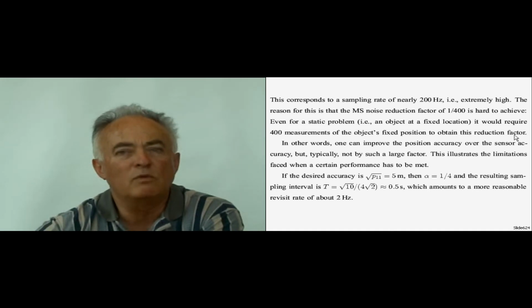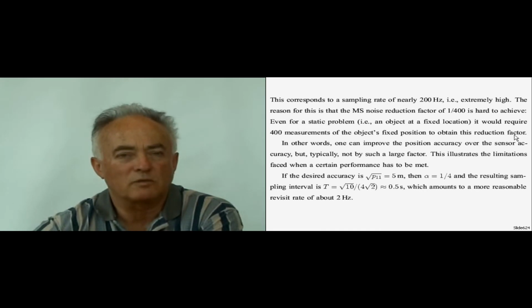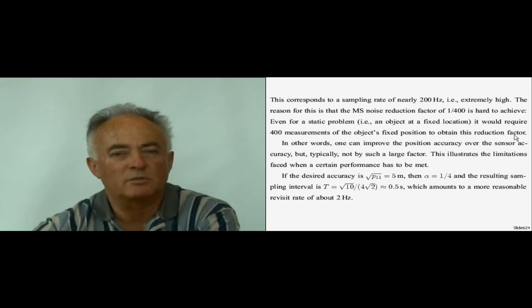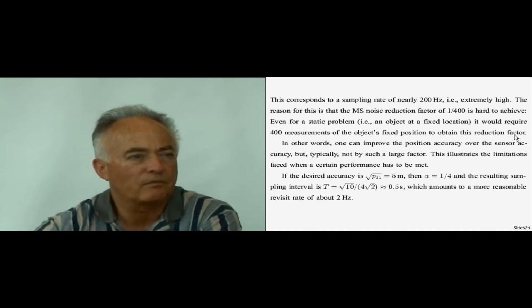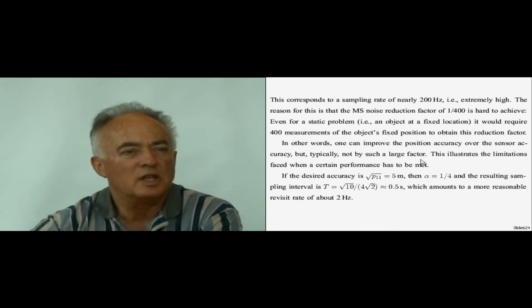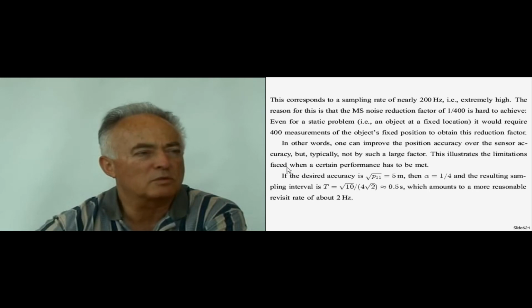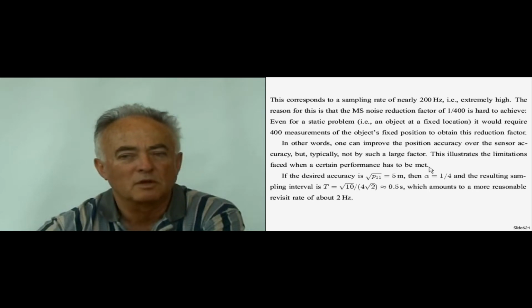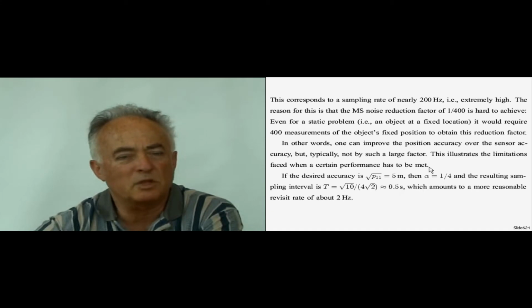If the object doesn't move and you make 400 measurements, what you obtain is a variance of its estimated location equal to 1 over 400 times the measurement noise variance. So practically we can now state that you can improve the position accuracy over the sensor accuracy, but not by such a large factor. This illustrates the limitations faced when a certain performance has to be met. And the performance requirement here was really unrealistic.